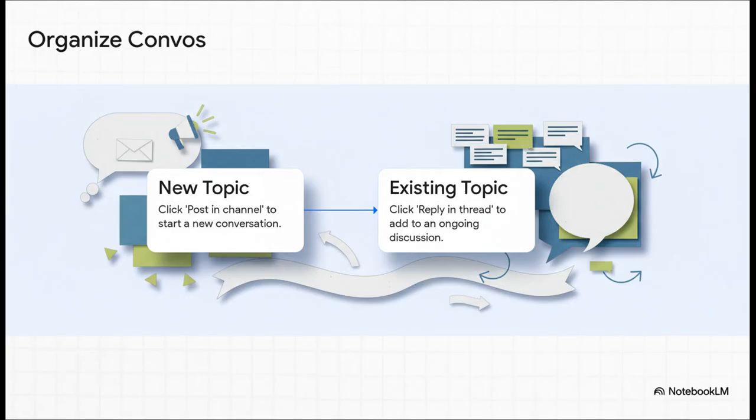Okay, now this brings us to what is without a doubt the single most important rule of team channels. Listen up. If you want to start a totally new conversation, you click Post in Channel. But, and this is the big one, if you want to add to a discussion that's already going, you have to always use Reply in Thread. This is so crucial because it keeps conversations bundled together and prevents the channel from turning into a chaotic, impossible-to-follow jumble.